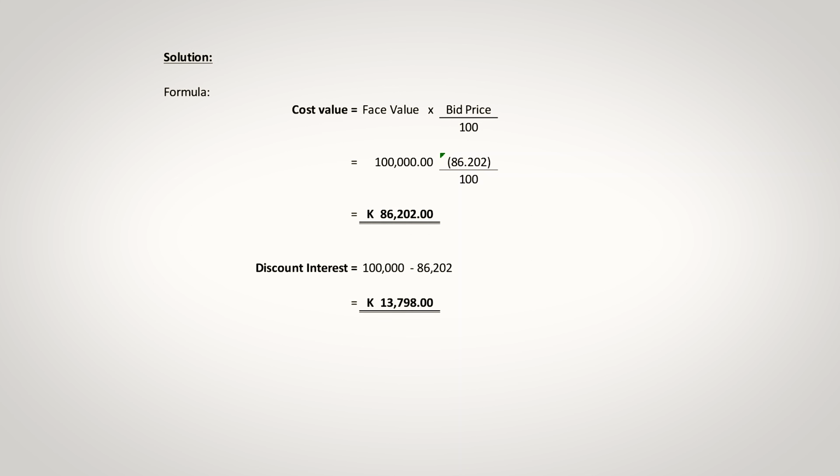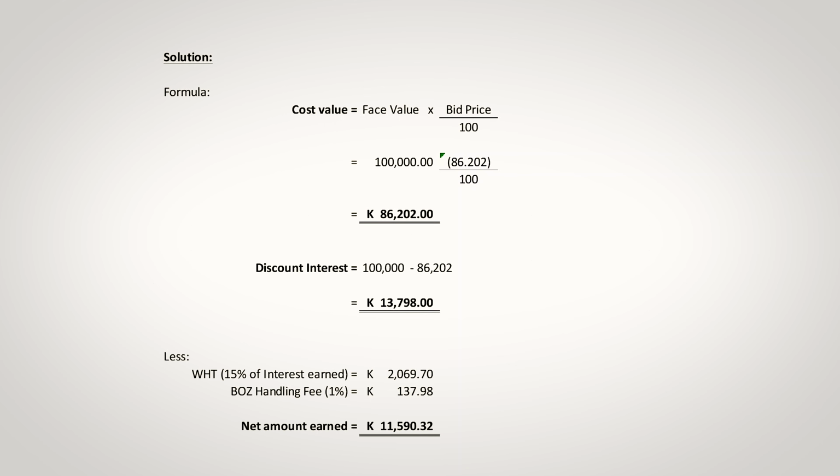as the handling fee. So when you factor the tax of 15%, that's the withholding tax, and the Bank of Zambia handling fee of 1%, the net amount earned that's finally credited into your account is 11,590 kwacha 32 ngwe. So there's some of you that might be asking, where do we get the bid price of 86 kwacha 202 ngwe, or how exactly does that come about?